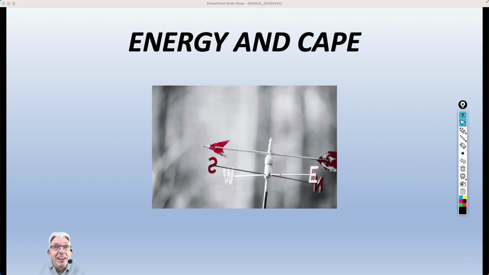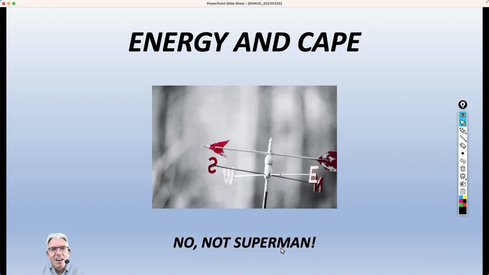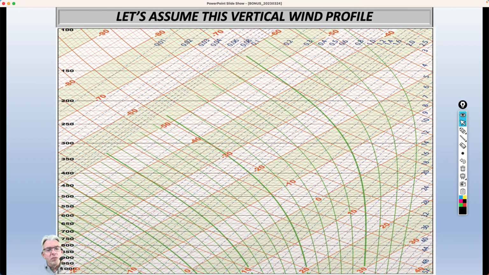So anyway, we're going to talk about energy and CAPE, and let's see if I can get my little cursor to move here. We're not talking about Superman's cape. This is CAPE as it relates to meteorology. Okay, so this whole video is going to be a telestration video, and that scares me to death because I've had some problems with this in the past, but we shall see how we work here.